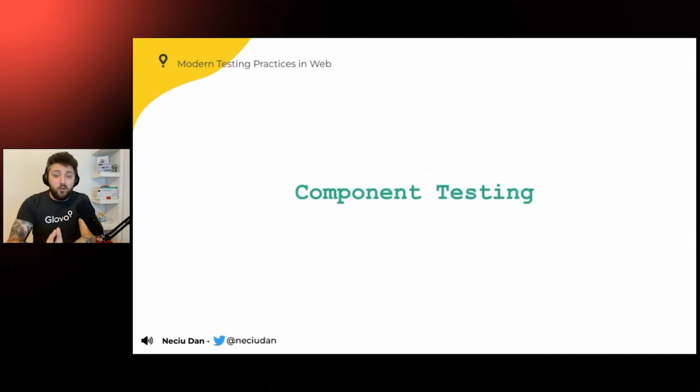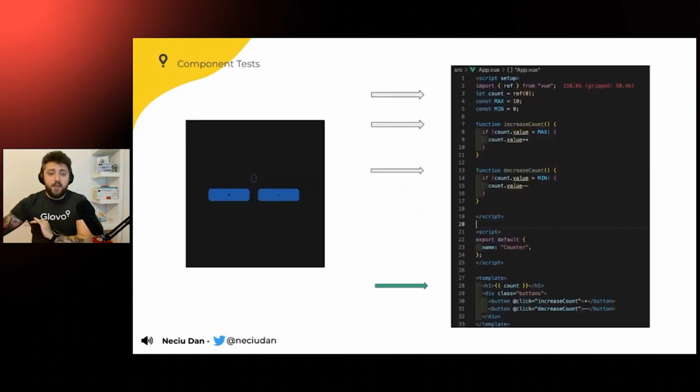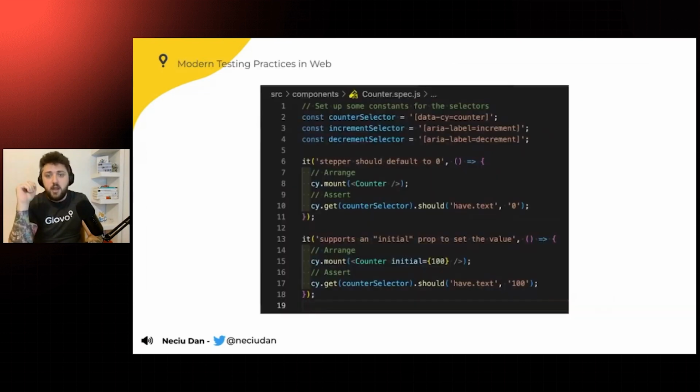Another good testing practice is component testing. Like we had our component before that was a counter. It was rendering just the value of the count and two buttons to increase and decrease the value. What you want to test, like I said before, is the result and not the implementation. So what you care about is that the count goes up when you increase and goes down when you decrease. And writing this in a component testing environment is good in multiple ways.